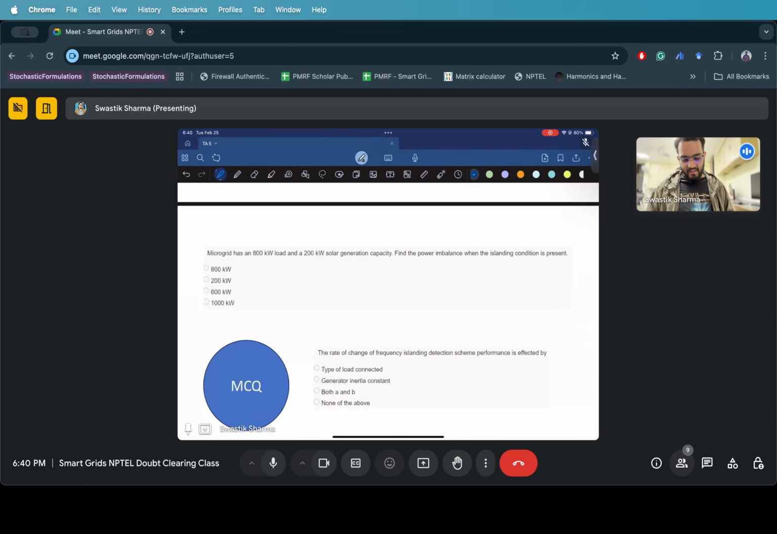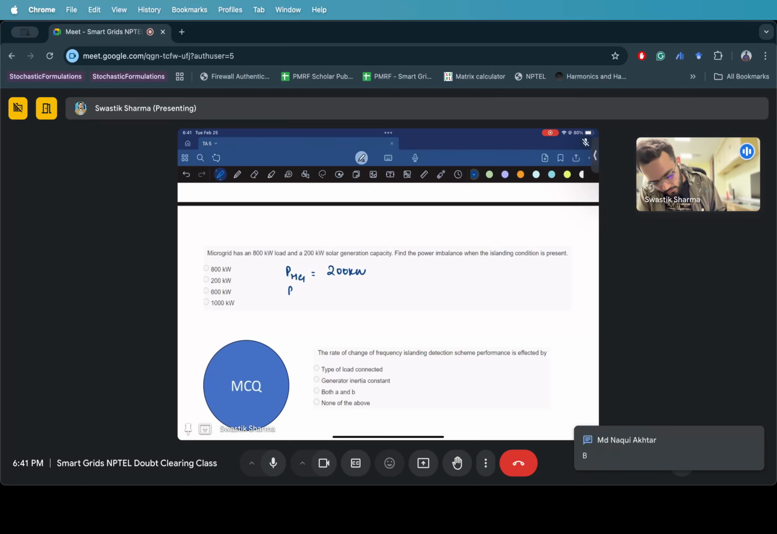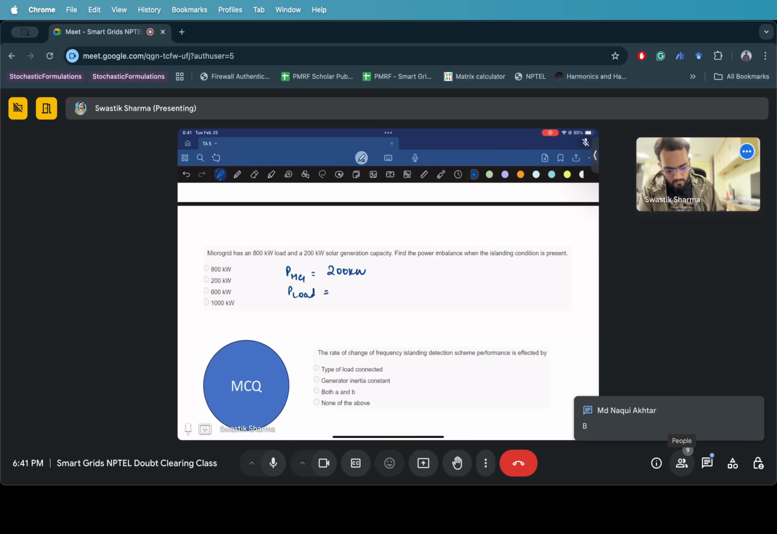If a microgrid has an 800 kilowatt load and a 200 kilowatt solar generation capacity, what is the power imbalance it will experience when the microgrid is behaving islanded? It's very easy, right? So your P_MG is given, your P_load is given. 800, 200. I'm afraid that's not the correct answer.